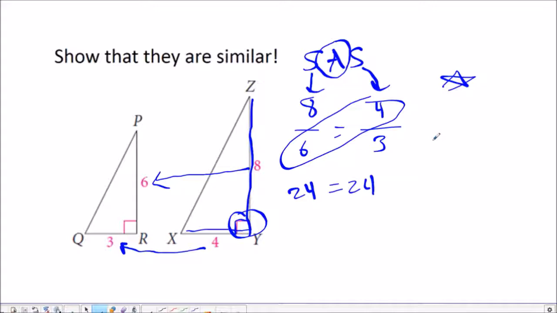Okay, now check this against what you wrote. You made a prediction before you watched this. So did you pick side, angle, side? Did you write down fractions? Did you cross multiply them? If you did, then you totally get this right now, and that's fantastic. If not, let's do a couple more examples, get a little bit better at it.